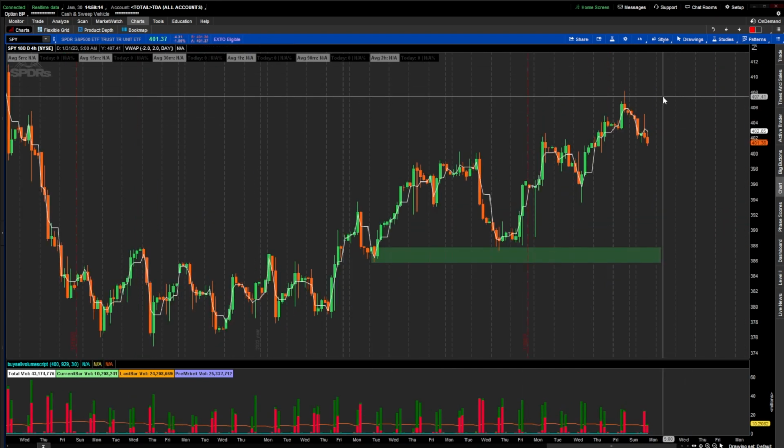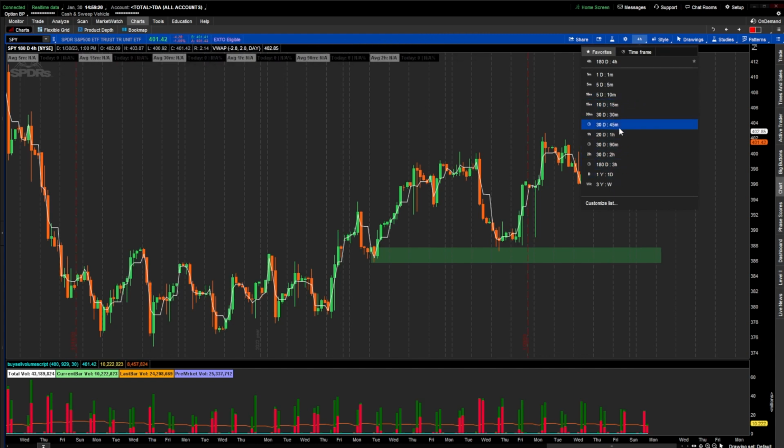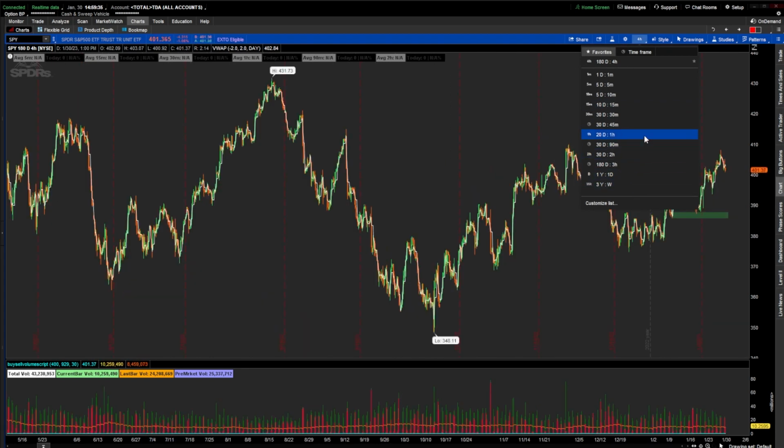It's important to know that when trading supply and demand, you should be going through all these different time frames and looking for zones in each time frame. I go from the daily all the way down to the 15-minute time frame. Let's go on the 1 hour and see if we can find a demand zone for you guys.